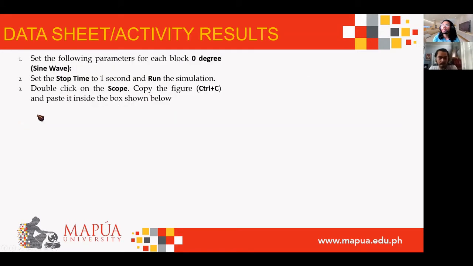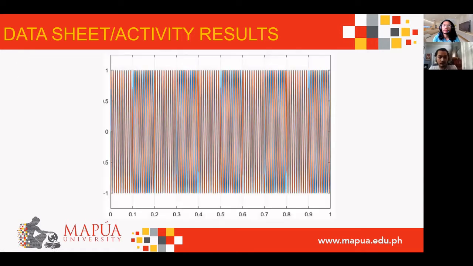Then we need to set the stop time for the simulation to 1 second and run the simulation. Then we observe the output on the scope, copy the figures, and answer the tables asked for in the manual. Before we proceed with the interpretation of results and conclusion, we are going to show you our time-lapse video of the design of the block diagrams for the QPSK, and the output results.